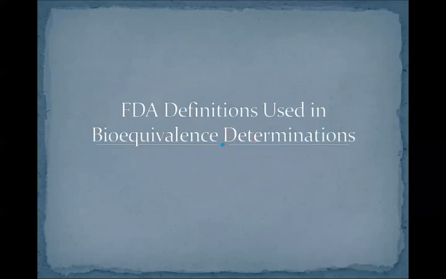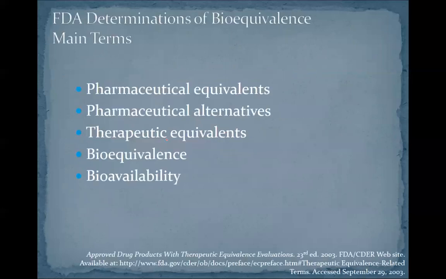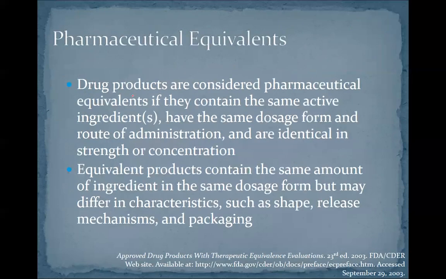Now, there are certain terms used for bioequivalence: pharmaceutical equivalents, pharmaceutical alternatives, therapeutic equivalence, bioequivalence, and bioavailability. Products are considered pharmaceutically equivalent if they have the same ingredient, same dosage form, same route of administration, and identical strength or concentration.